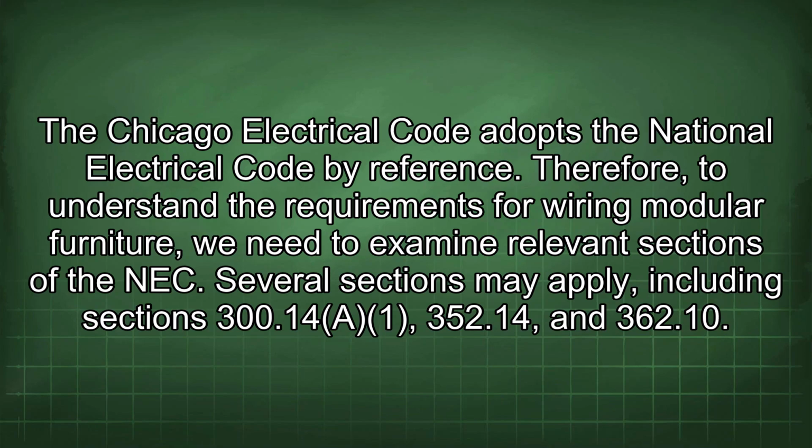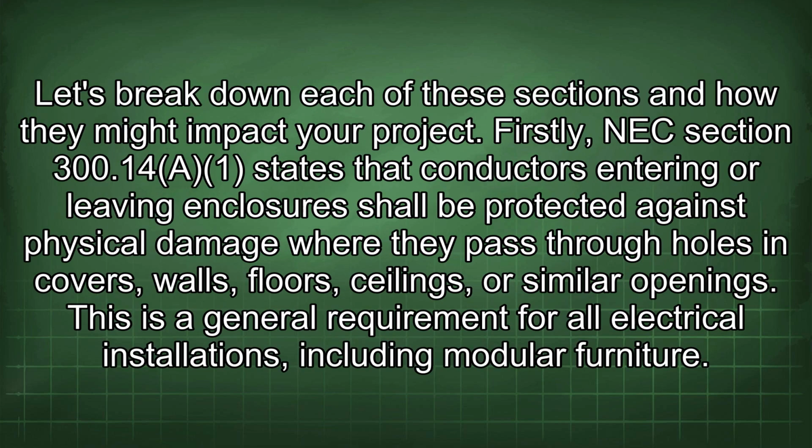The Chicago Electrical Code adopts the National Electrical Code by reference. Therefore, to understand the requirements for wiring modular furniture, we need to examine relevant sections of the NEC. Several sections may apply, including sections 300.14a, 352.14 and 362.10. Let's break down each of these sections and how they might impact your project.